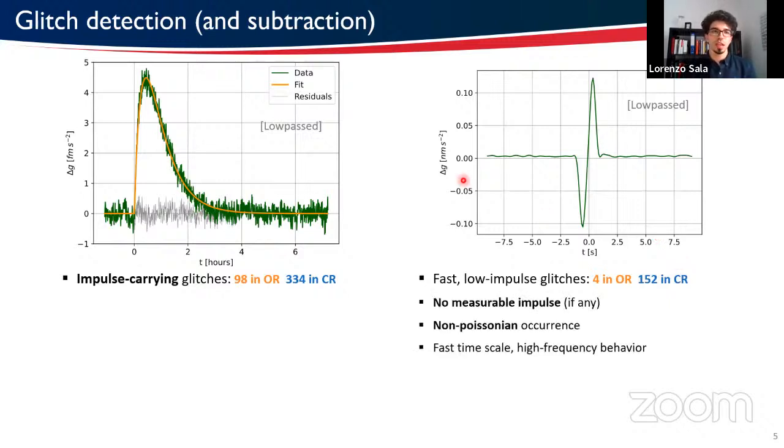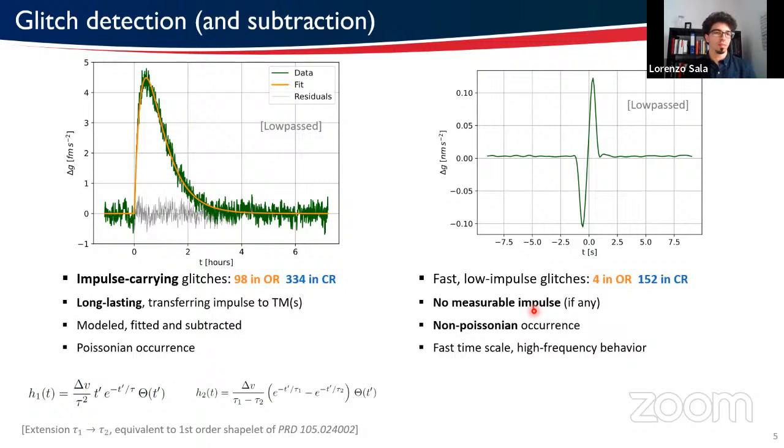The names of the glitches are very easy to guess. The second family of glitches didn't have any measurable impulse; that is, the glitches didn't transfer any net velocity to the test masses. Whereas the long-lasting, impulse-carrying glitches actually had an impulse, and the impulse is nothing else than the integral below the curve. The glitches in this family could be modeled and fitted with a nice exponentially decaying model. Each glitch is associated with two parameters. The first parameter is the net transferred velocity to the test mass, and the second parameter is an effective duration.